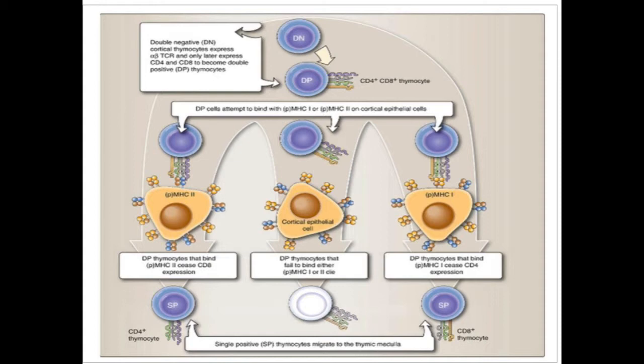Okay, the origins of T cells arise from the thymus. The thymic cells are normally double positive when they're first developed. When they bind to MHC1 or MHC2, they become single positive for CD4 and CD8. So that's really where the CD4 and CD8 cells arise from.